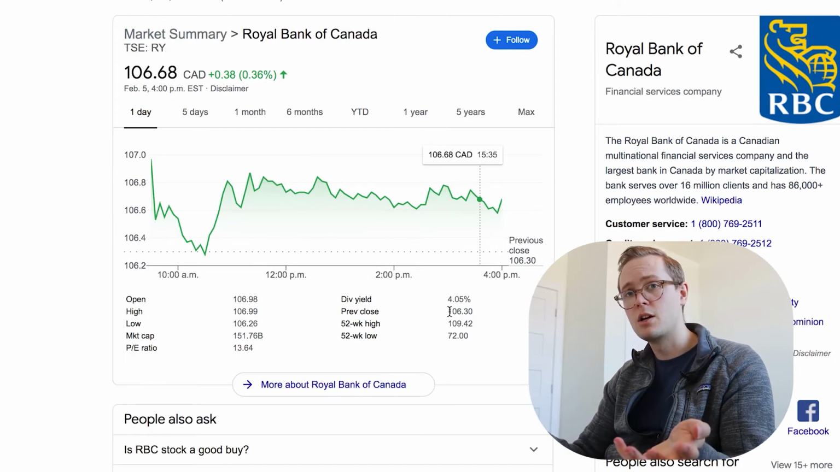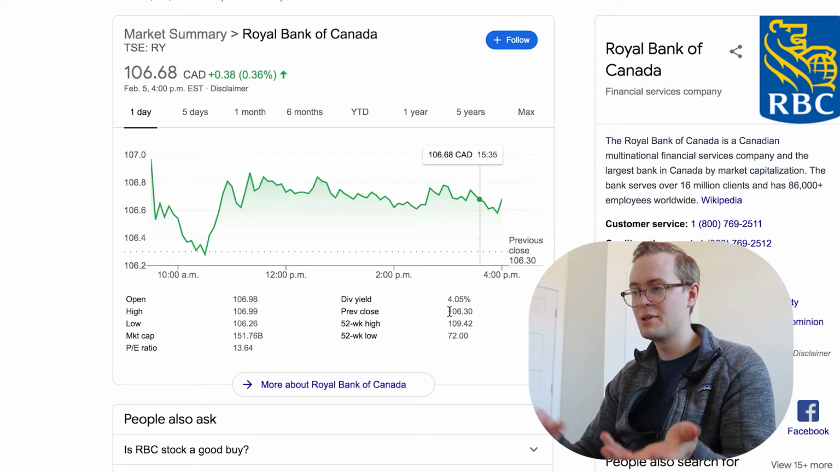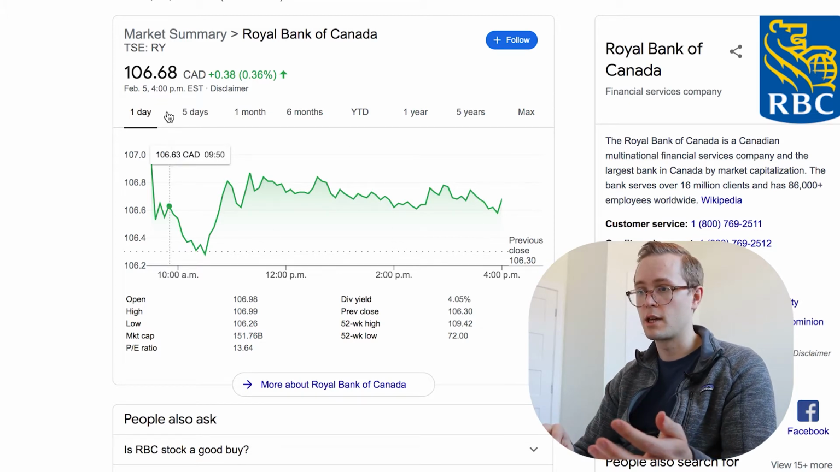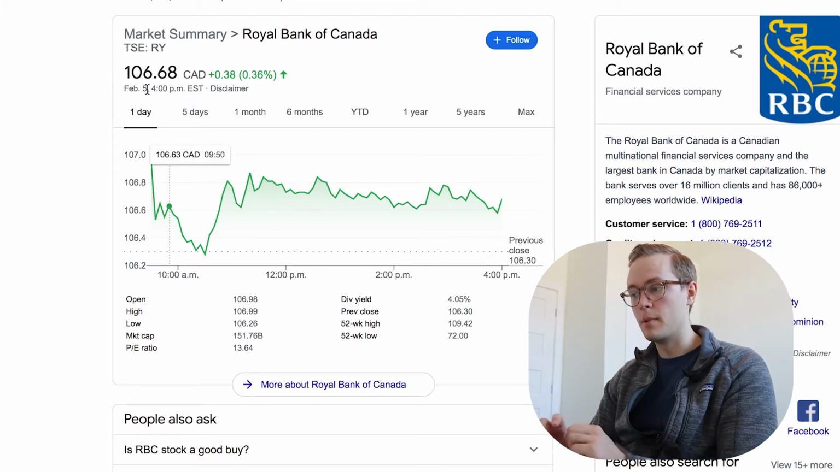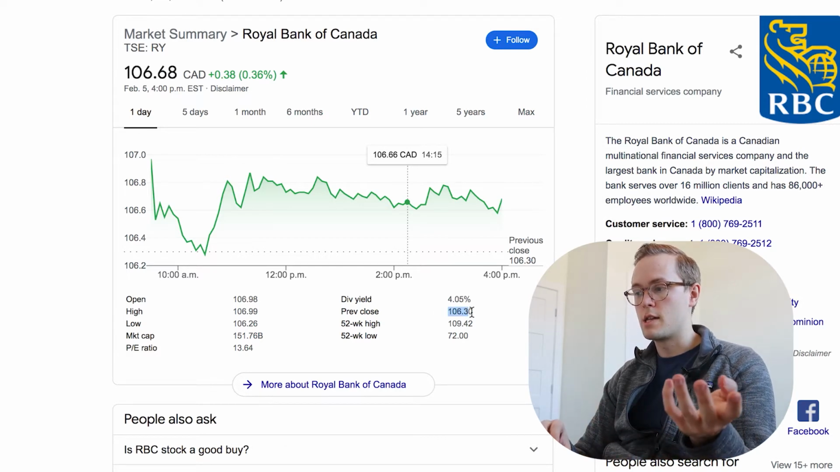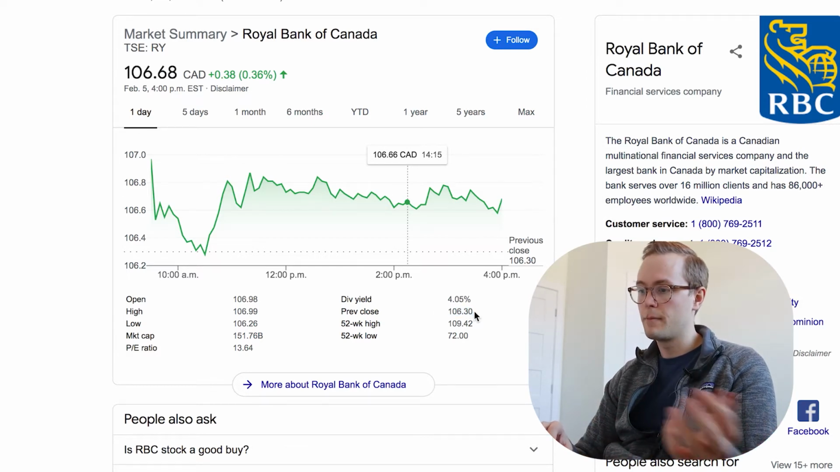So previously closed is also fairly simple. It is what did it close at the day before, the previous time. So this, again, we're looking at February 5th. So the day before, on the Thursday, it closed at 106.30.